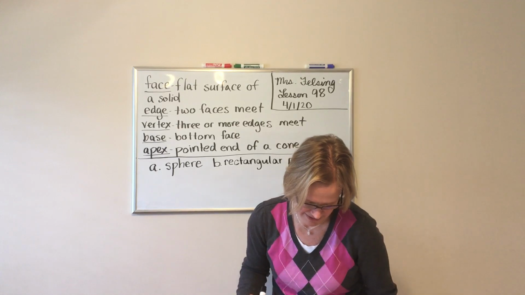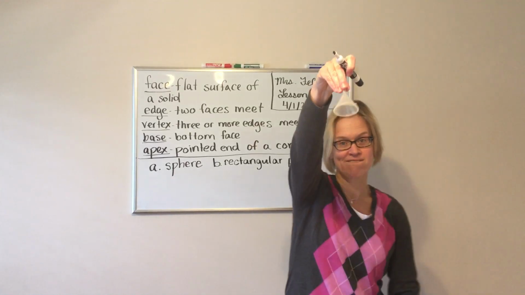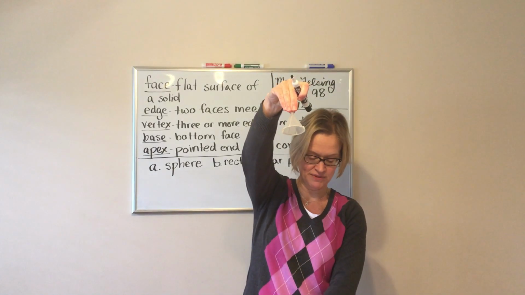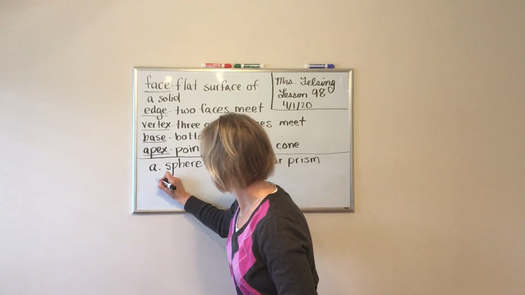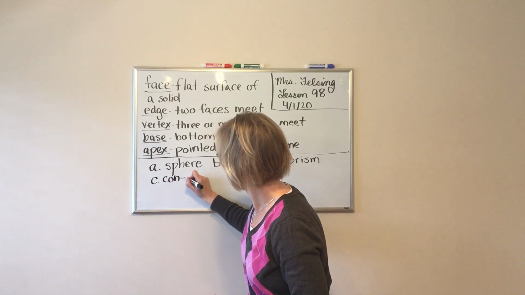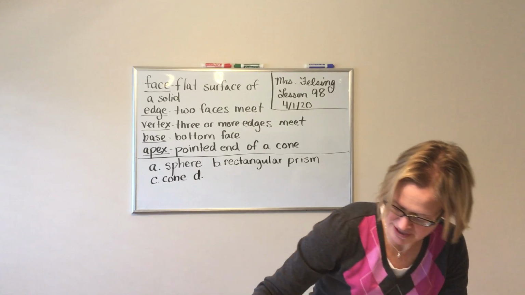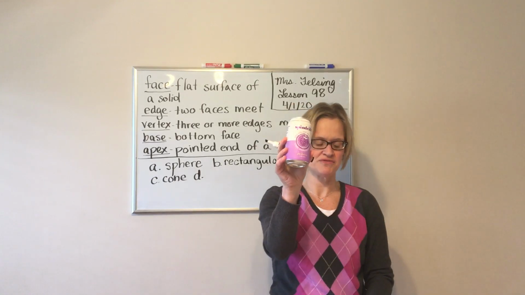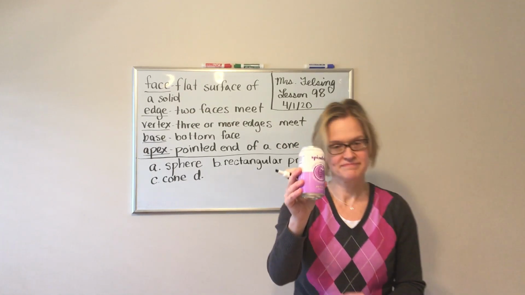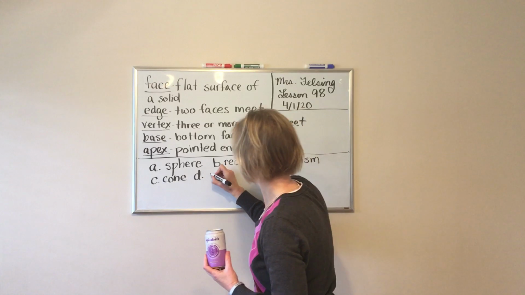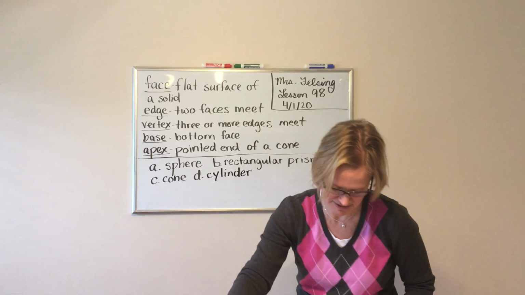Okay, moving on to letter C, a funnel. As we look back, cone. D, a soda can. Well, it looks very similar to our soup can. Cylinder. Again, make sure that you check your spelling with these.